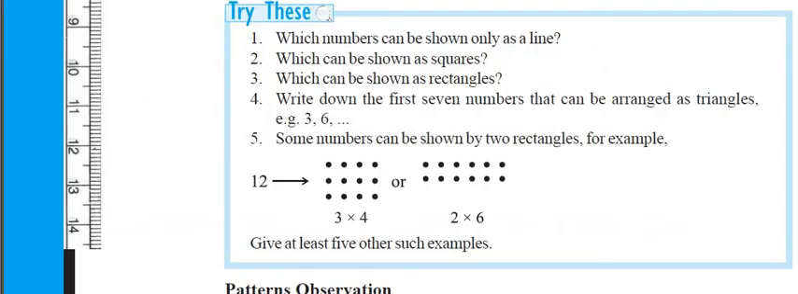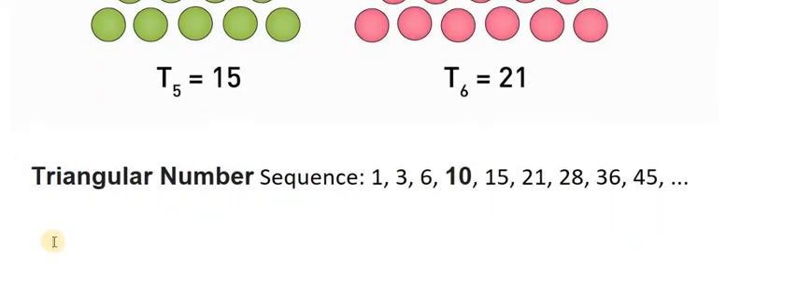And what is the next question he is asking you? Some numbers can be shown by 2 rectangles. For example, 12. 12 you can show like this, 1, 2, 3, 4. So in the same way we can show even 260 also. So at least 5 such other examples he is asking. So by using this you are going to show some more like this. Okay, we will show with this 5 such examples he asked. So we will see for rectangles.